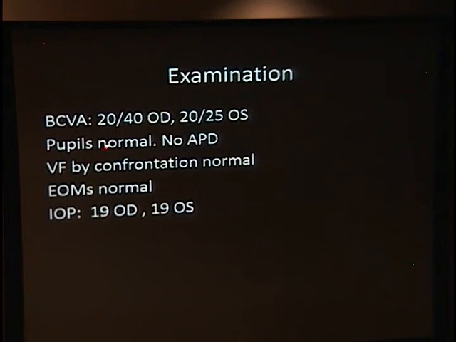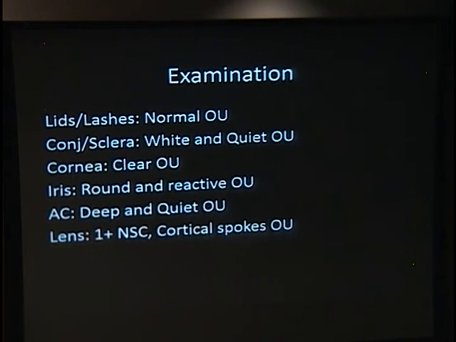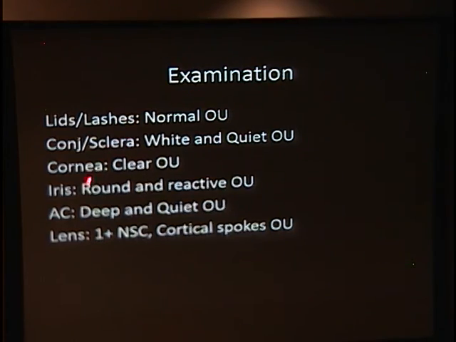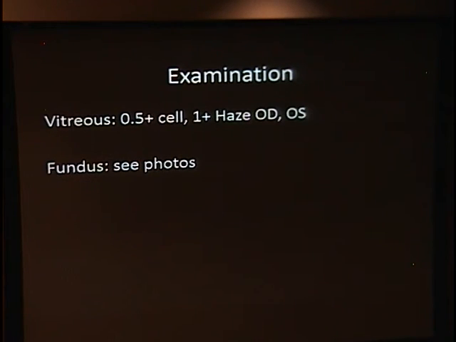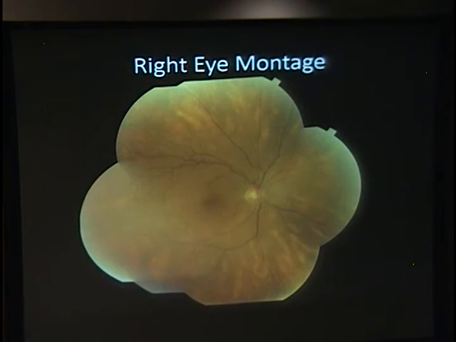So her vision is 20/40 right eye, 20/25 left eye. She does not have an APD, the remainder of her initial exam is normal, pressures are normal. Anterior segment, notably, she has a deep and quiet anterior chamber, mild cataract. The vitreous is notable for about half plus cell and one plus haze in both eyes. This is pretty equivalent. And then let's go through the photos.